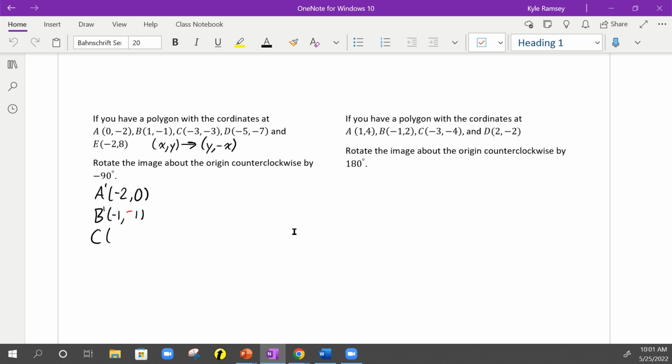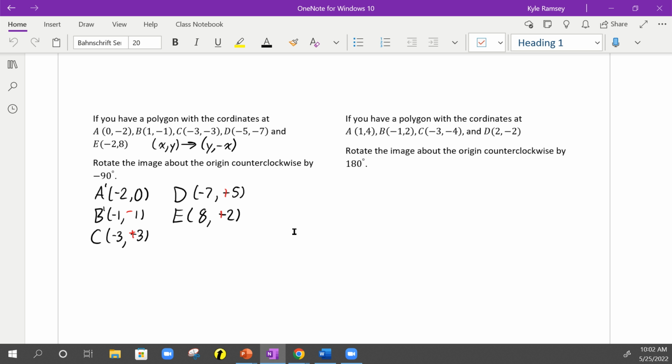C, negative 3, negative 3, that doesn't change at all because they're both the same point, but we still take the opposite of the second one, so that turns into a positive 3 on the backside. D, negative 7, negative 5, take the opposite of the second one, positive 5. Done. Wait, sorry, I forgot that E. 8, negative 2, take the opposite of the second one, and you're done.